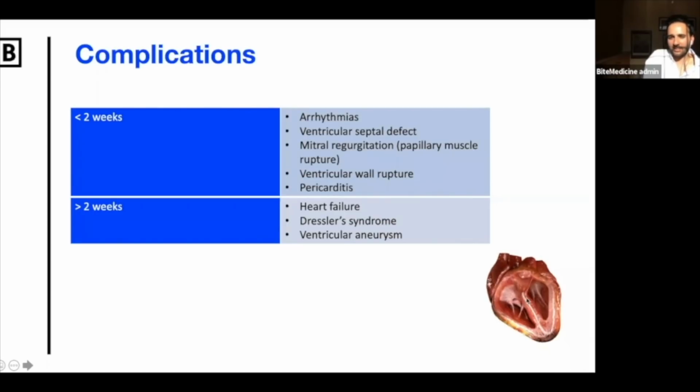But yeah, so pericarditis is going to affect your pericardium. Your ventricular septal defect affects the septum in the middle here, which separates the two ventricles. You then have ventricular wall rupture, which actually affects the wall of the ventricle over here.